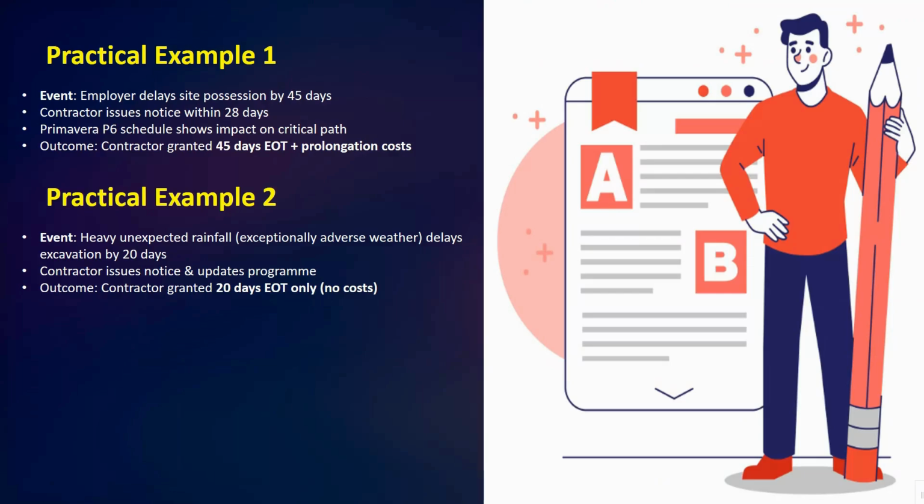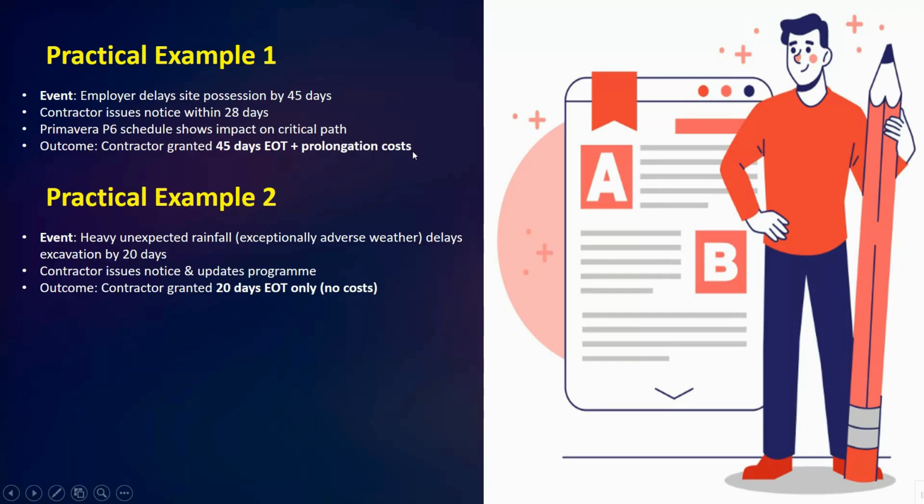Okay, so next we have examples. Example one. Here the event is an employer delay, giving site possession late by 45 days. The contractor issues notice within 28 days. The Primavera schedule shows the impact on the critical path. Outcome: the contractor is granted 45 days EOT plus prolongation cost.